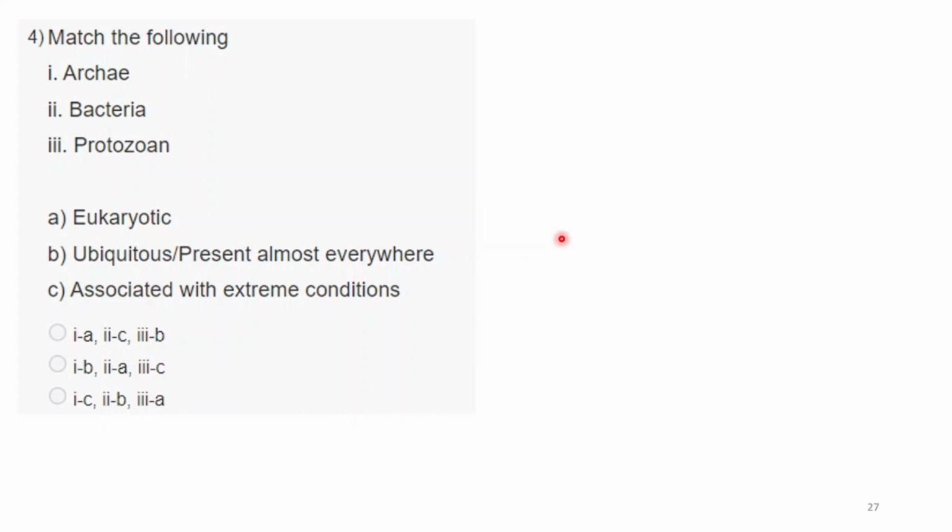Okay, moving on to the next question. Match the following: Archaebacteria, protozoa and eukaryotic; ubiquitous, present almost everywhere; associated with extreme conditions. Which one do you think is the correct answer? Anyone? Option 3. Option 3. 1 C, 2 B, 3 A.